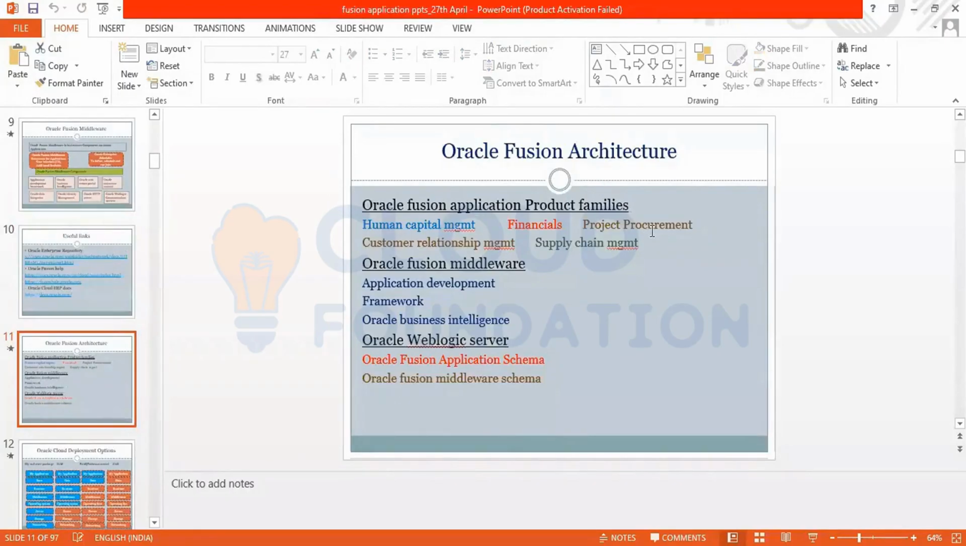Then we have product families. So we have human capital management, financials, project management, recruitment, customer relationship management, supply chain management. These are product families. In middleware, we have Application Development Framework, and then we have WebLogic Server, Fusion application schema and middleware schema.